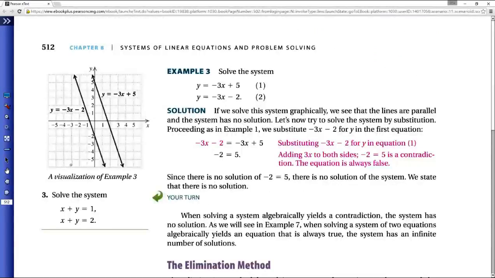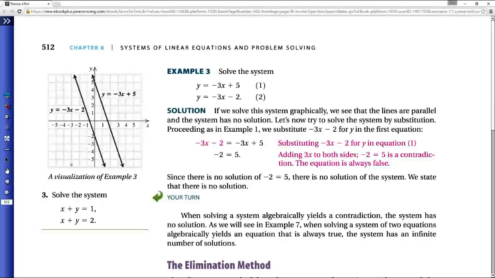Now example 3, let's look at this one. They show us a graph of this, and we talked about this in section 1, that it's possible with linear equations for the lines to be parallel. In other words, there's no solution to this system. So let's look at what happens if we use substitution. We didn't graph this.